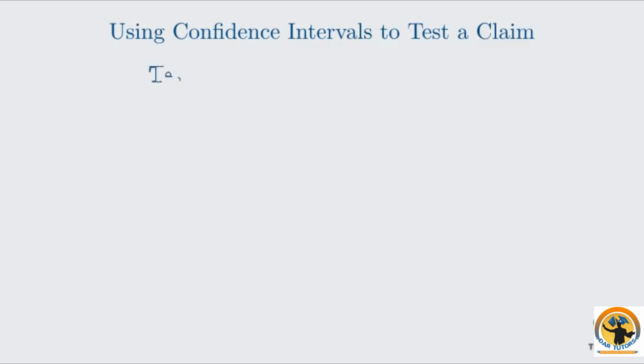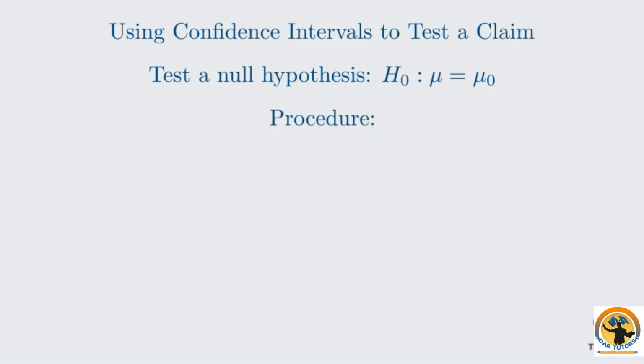So far, we've focused on estimating a population mean. Now, let's see how we can use a confidence interval to formally test a claim about a population mean. The method is quite straightforward. We start with a null hypothesis, H0, which states that the true population mean mu is equal to some specific value mu0. The test works like this.